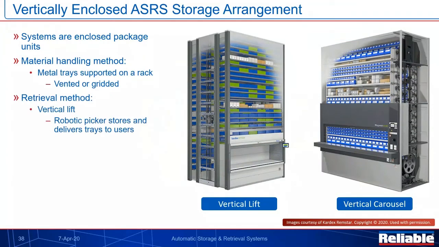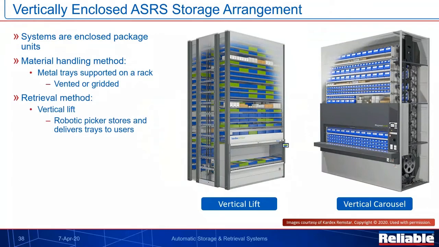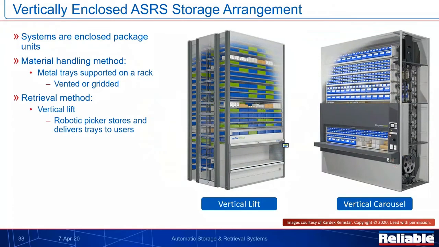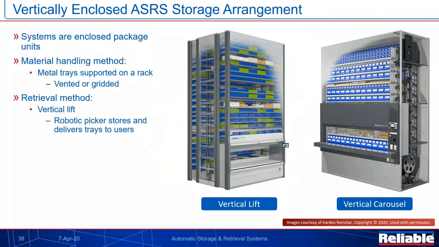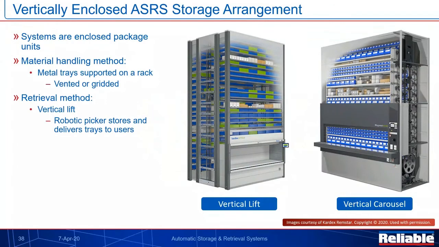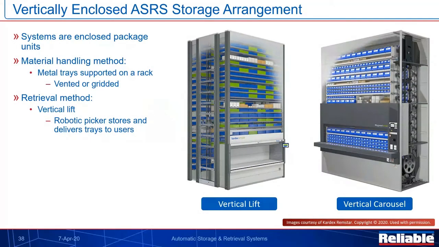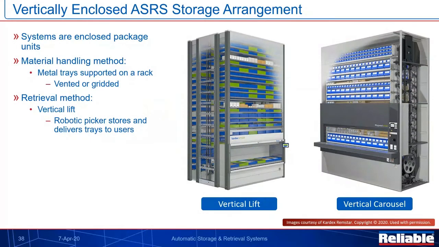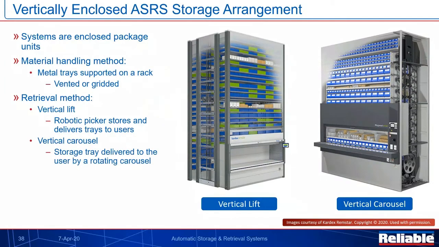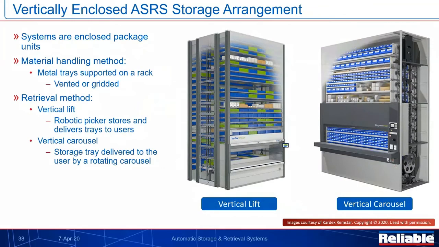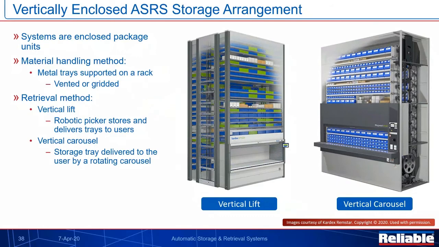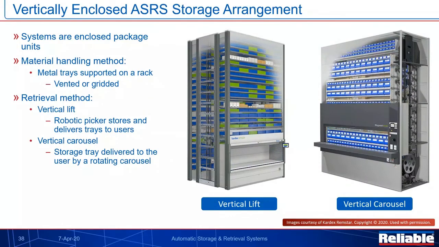The retrieval method is based on two different types of units. The first one is a vertical lift. That's the one that's pictured on the left here. This is where we have trays that are retrieved by a robotic picker that goes up and down in the cabinet. It pulls the trays out of the rack and then delivers them down to the operator station at ground level. It's also possible to have what's known as a vertical carousel. These trays exist on a carousel and the whole entire thing must rotate around, and that's what you see there on the right.